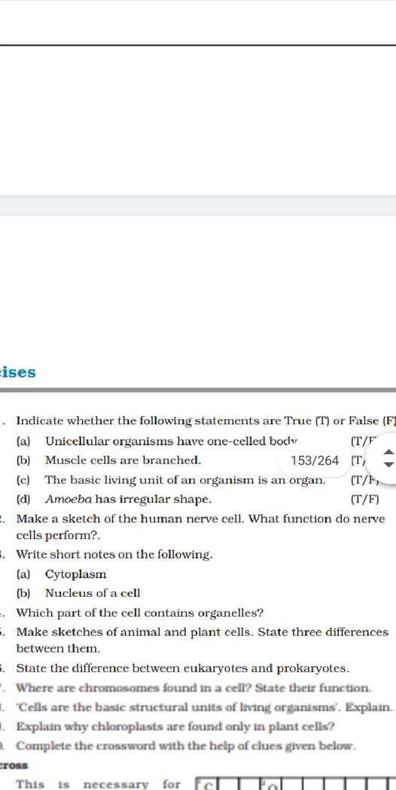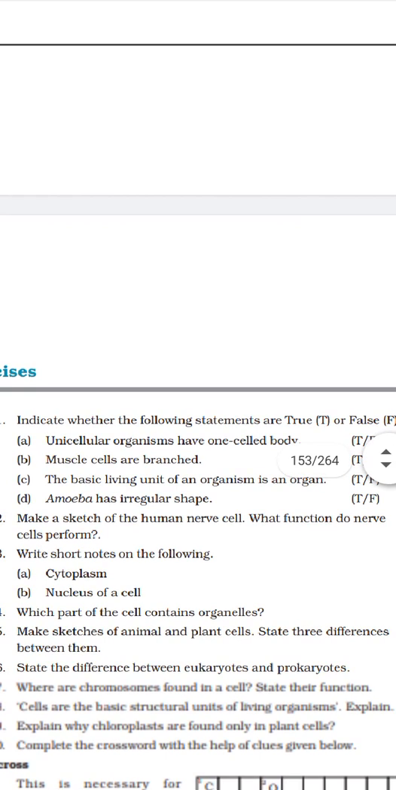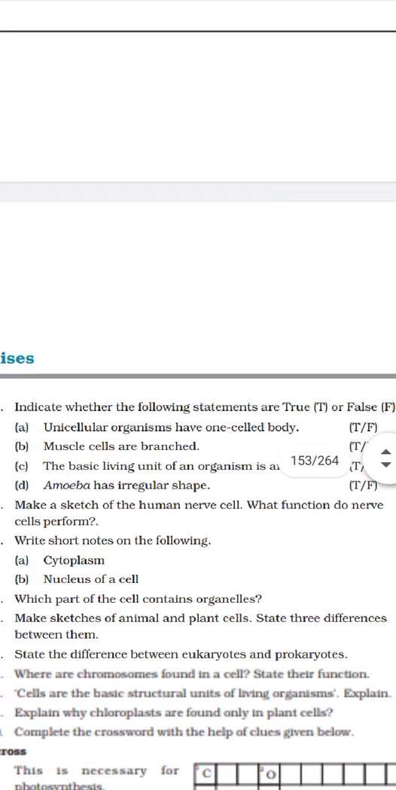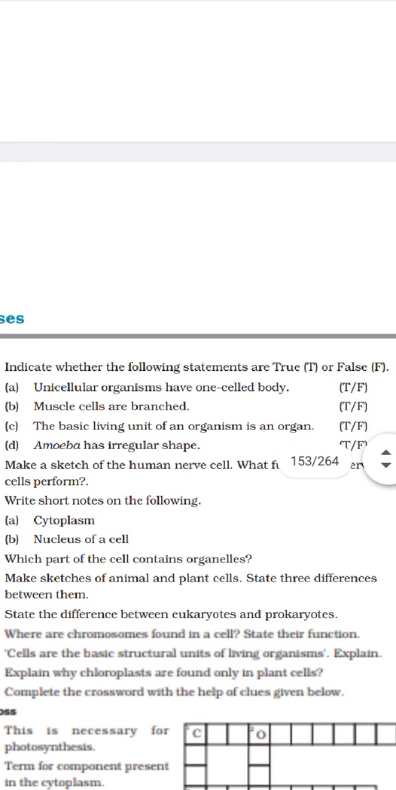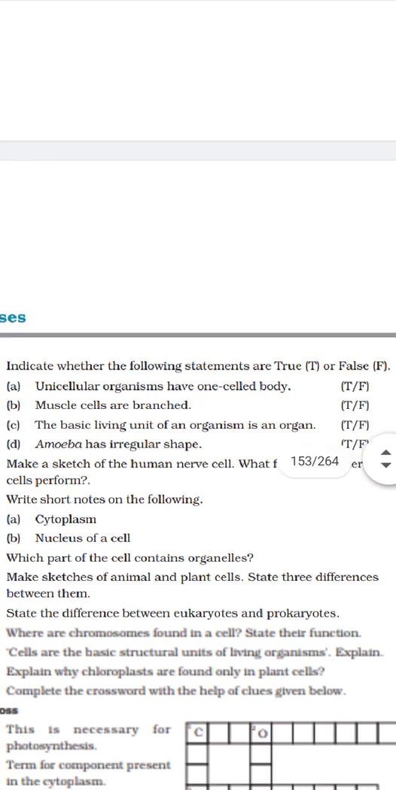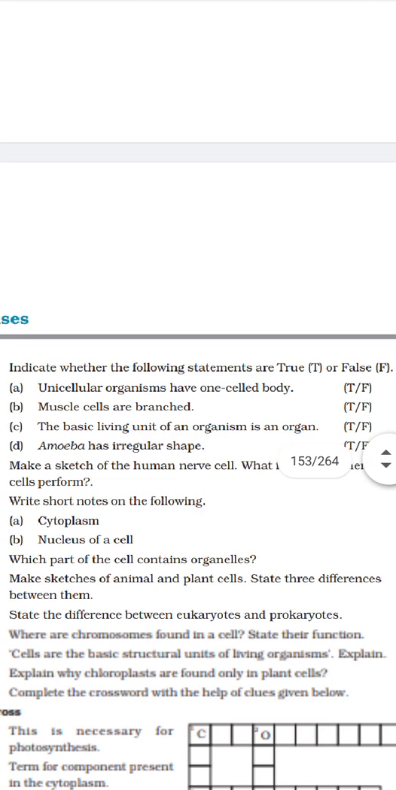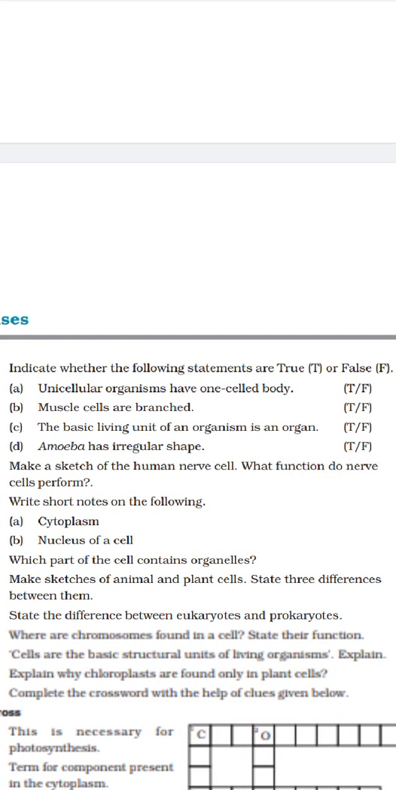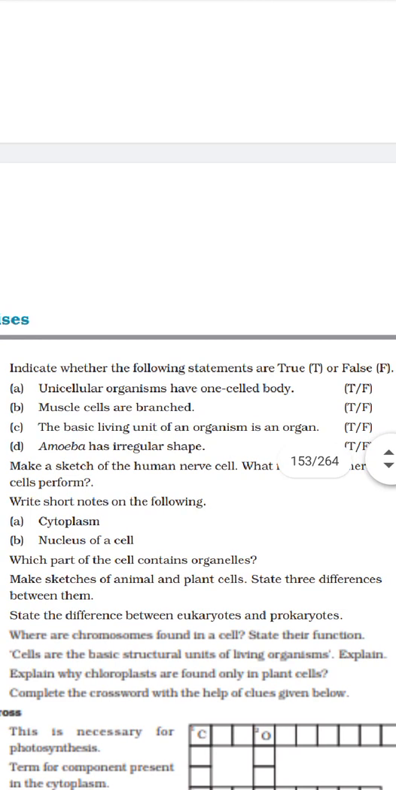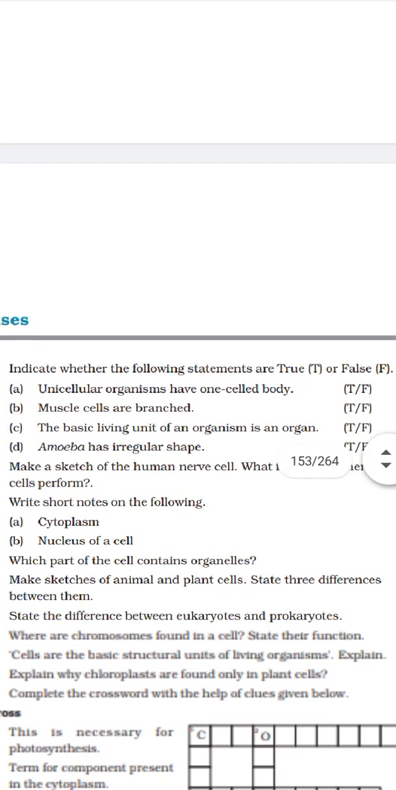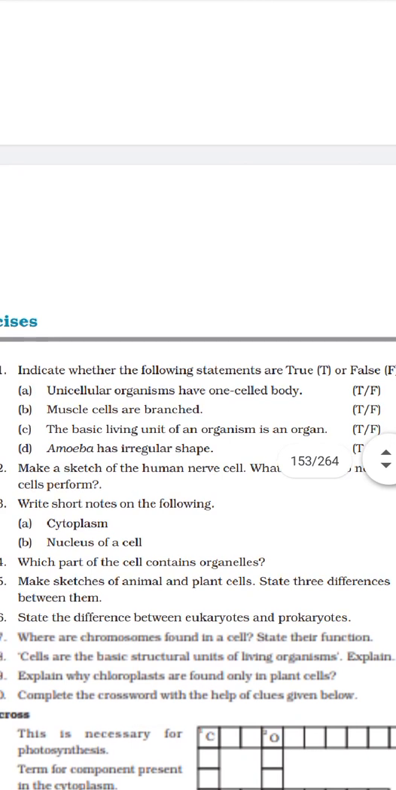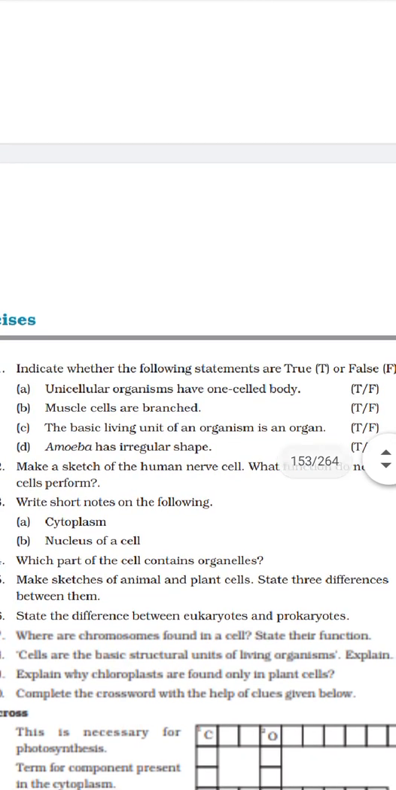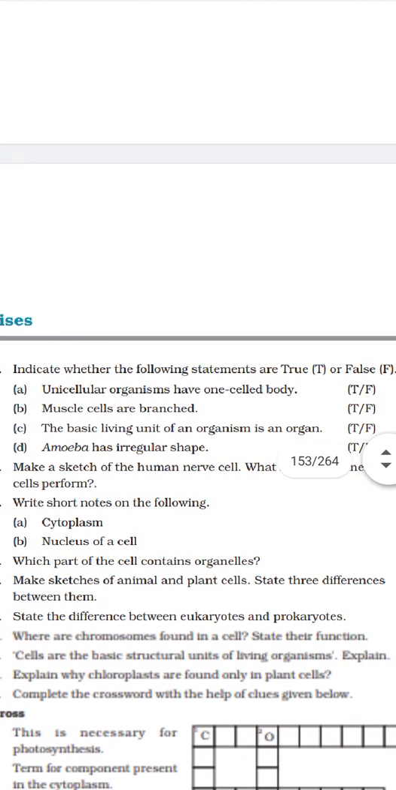Eukaryotes nucleus is well developed. Prokaryotes nucleus is not well developed. Eukaryotes DNA is stored in nucleus. Prokaryote DNA is not stored in nucleus. Chromosomes are found in the nucleus of a cell. Cells are basic structural units of living organisms. Chloroplasts help in photosynthesis for plants.